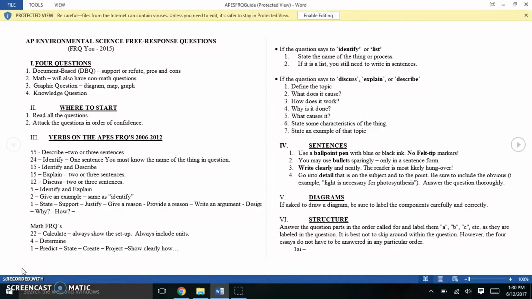Some of our math responses will be determining something, giving some type of calculation. We'll also predict, state, create, project, show clearly how.